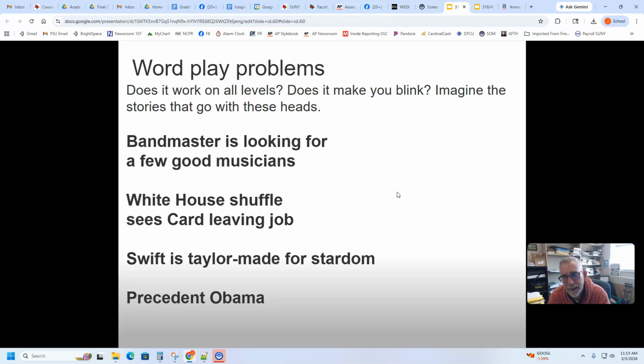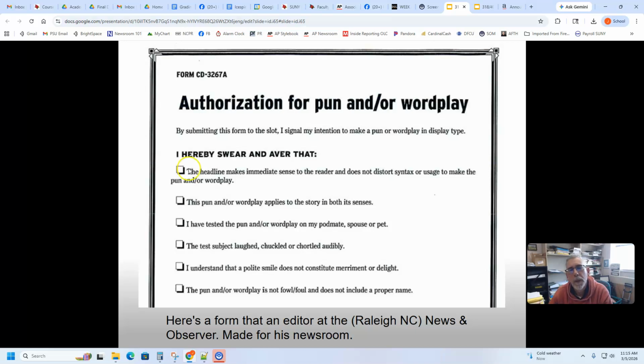Wordplay of people's names. It's this next one. This would appear: "President Obama, setting a precedent." He's president. Okay, so they may make you blink. They may not go with the story you planned, but they work. Wordplays. Here is a joke form from a newspaper, the Raleigh News Observer.